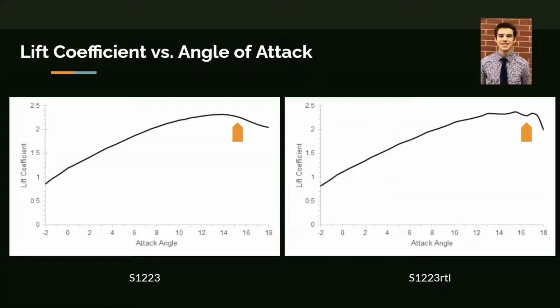Here we're aiming to observe the relationship between the lift coefficient as the attack angle changes. We can observe for both airfoils a general exponential inverse relationship between the lift coefficient and the attack angle. A point of interest on these plots is the first decline after the peak. This is indicative of an attack angle where the airfoil begins to stall. In the case of S1223, this is right around 15.5 degrees, and for S1223 RTL, this happens slightly higher at an attack angle around 16.5 degrees. The maximum lift coefficient in both cases is right around 2.3.